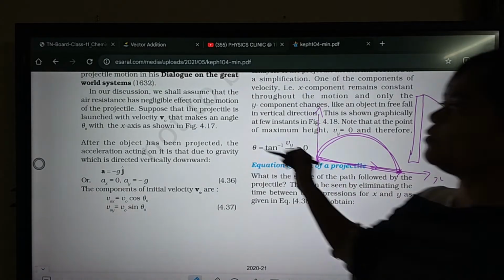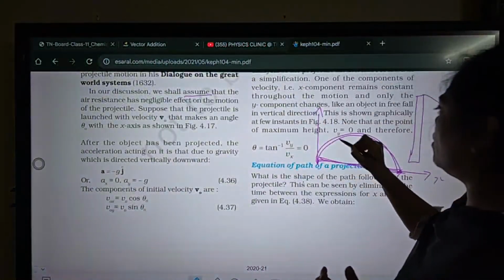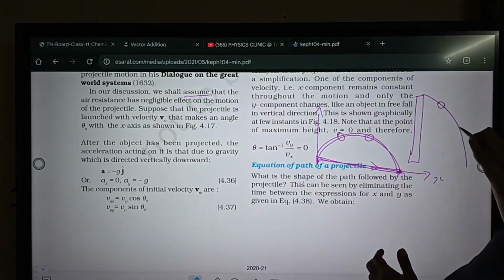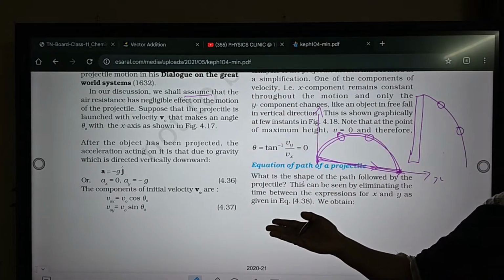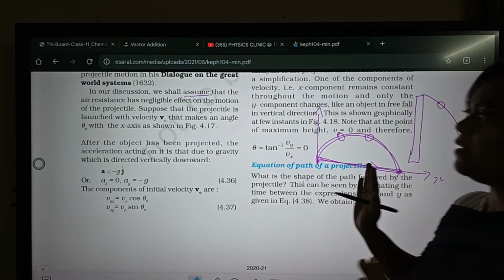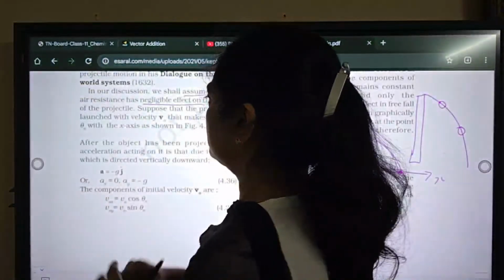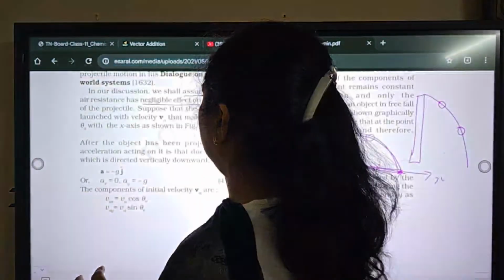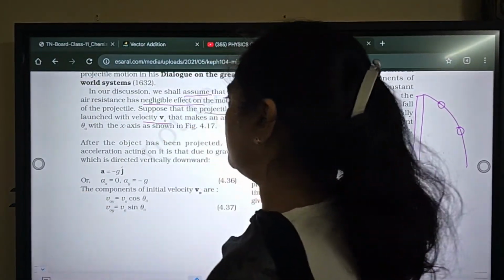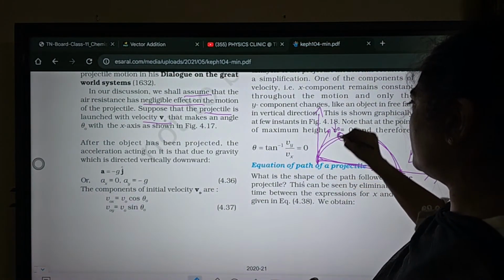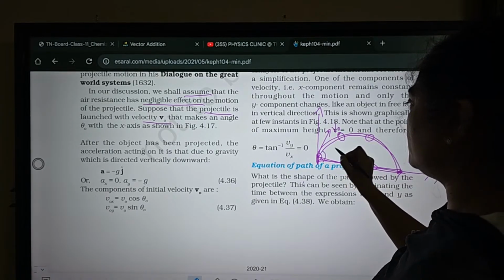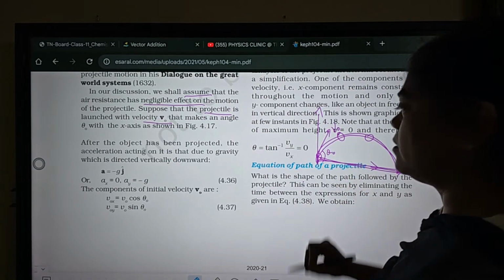What we are going to assume: when the ball or an object flies in the air, the air resistance, wind resistance, must be there, right? If it flies in the air, then we are neglecting that air resistance. If there is air, that is not taken into account. Clear? Then the projectile is launched with the velocity v0, and it makes an angle theta naught.